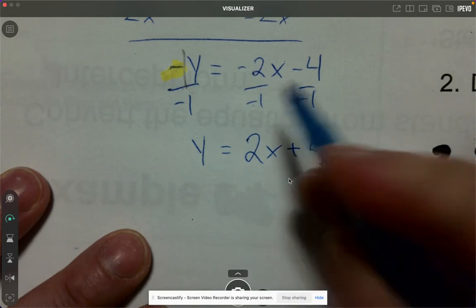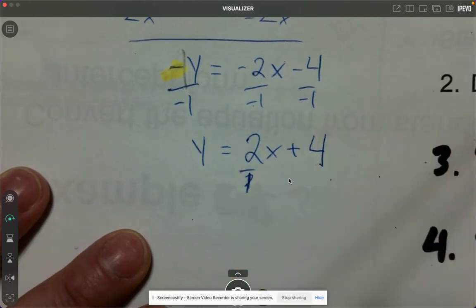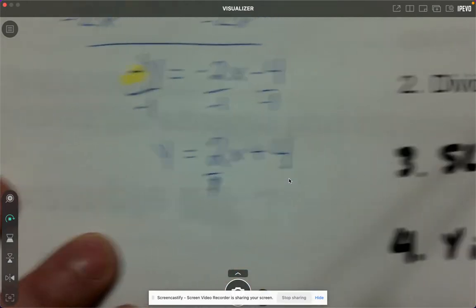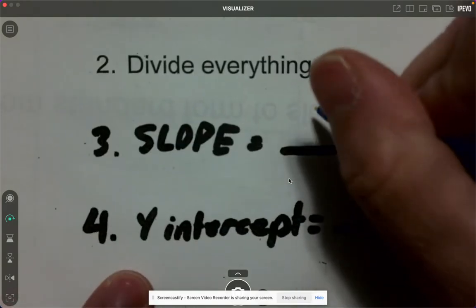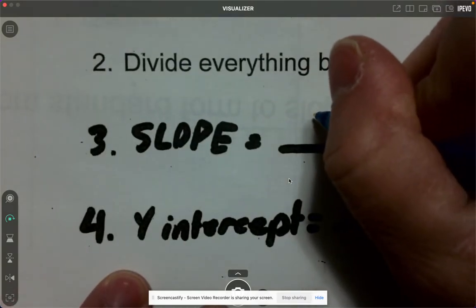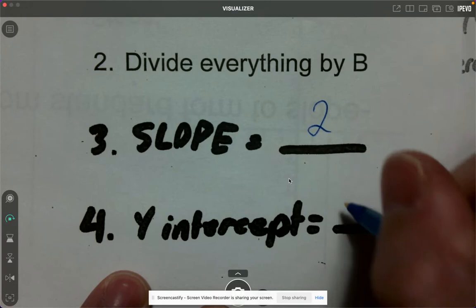I would start at 4. I would use the slope of 2/1 if I was graphing that. Oh, I forgot to do that with the other one. But here, there's a place for the slope. So the slope is 2, and the y-intercept's 4.